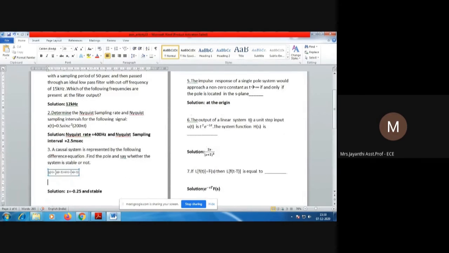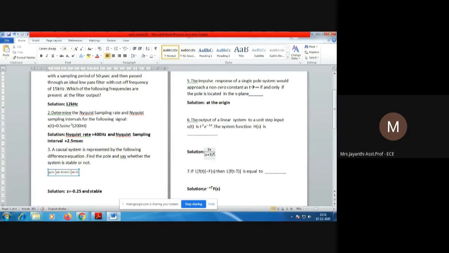The output of a linear system to a unit step input u of t is t square e power minus t minus 5t. What is the system function? As per the differentiation property, we have 2s divided by s plus 5 the whole cube, sir. Because of differentiation, if it is t, we have to use the u by v method. If it is t square, you have to use the u by v method 2 times.